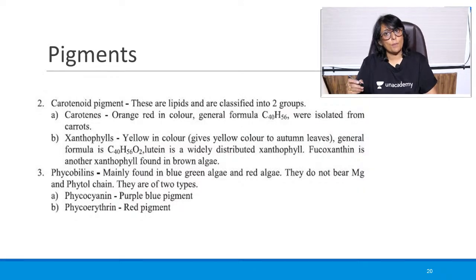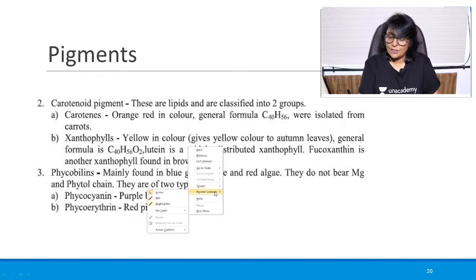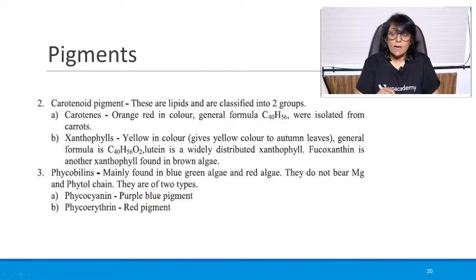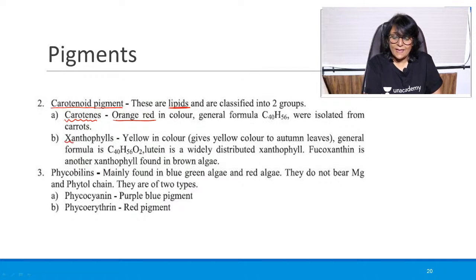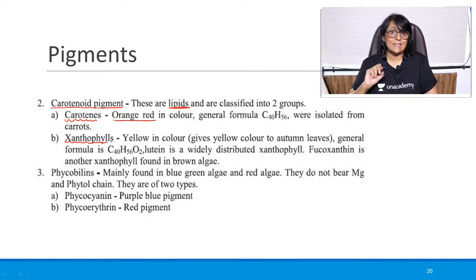Now let us take two more pigments which are present in the plants, and then we will see how all these pigments are helping. The second category are called carotenoid pigments. It's a group. They are lipids, fatty, and they are classified into two groups. Carotene, which is found in carrots, the orange-red pigment. If you have seen a carrot, the exact color pigment is the carotenes. Then there are xanthophylls, which are yellow to yellow-brown in color.